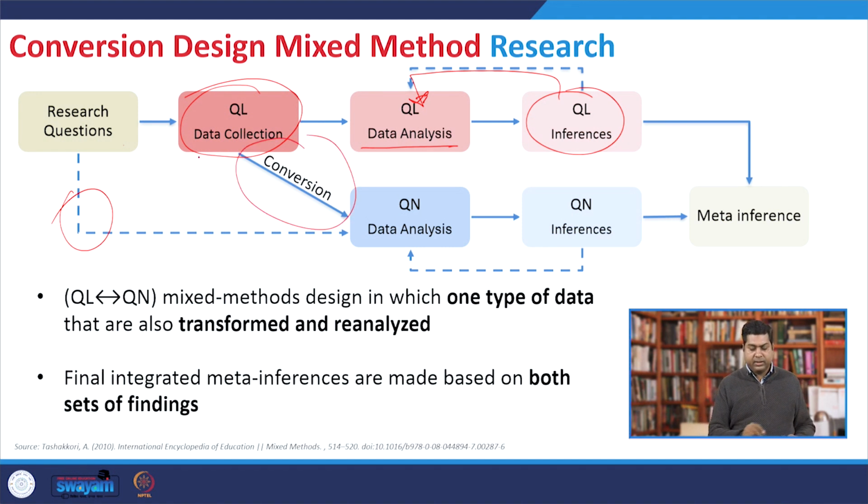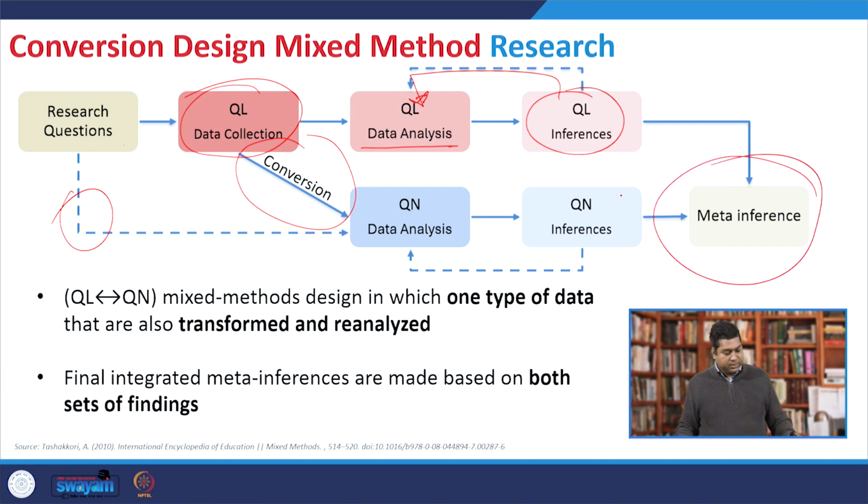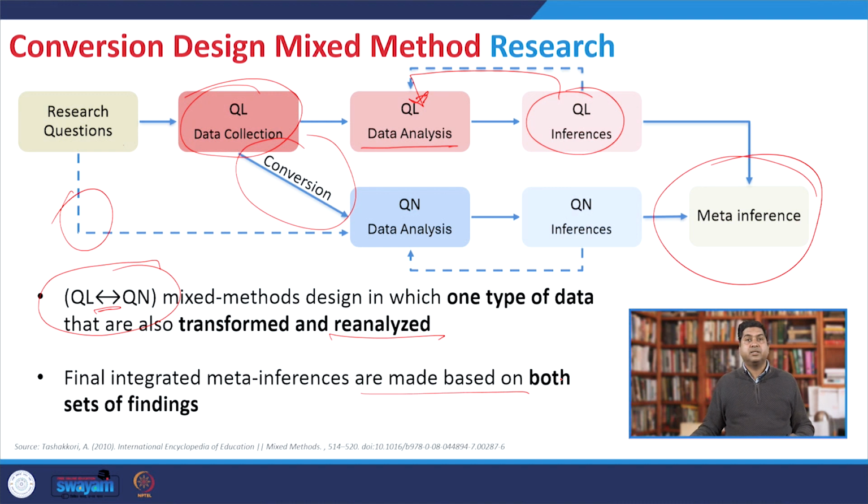So, that is why you are converting the qualitative data into the quantitative data form, and then you can do the analysis and finally you bring the meta inferences. So, here you can see in short form it is the conversion representation. So, qualitative to quantitative, or it may also be quantitative to qualitative mixed method design in which one type of data is also transformed and reanalyzed with the other method. The final integrated meta inferences are made based on both sets of findings like previous.